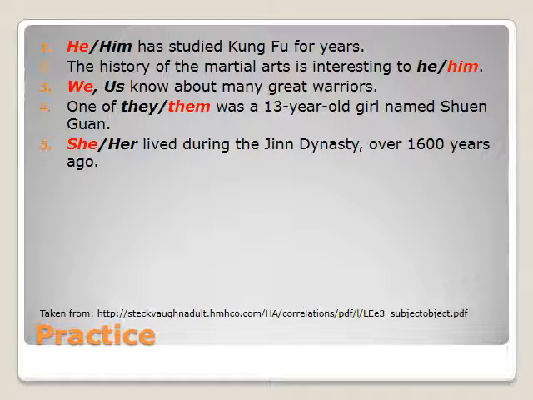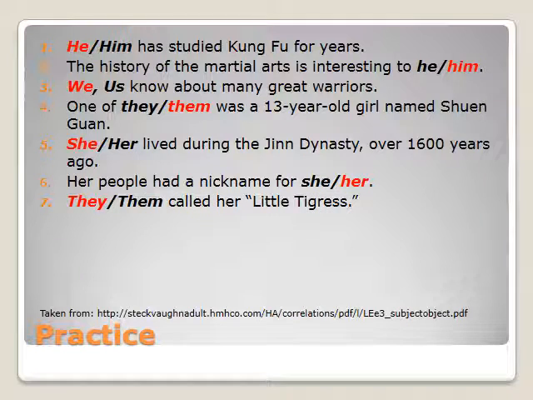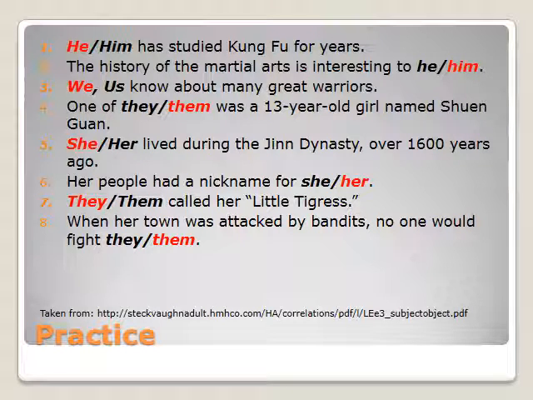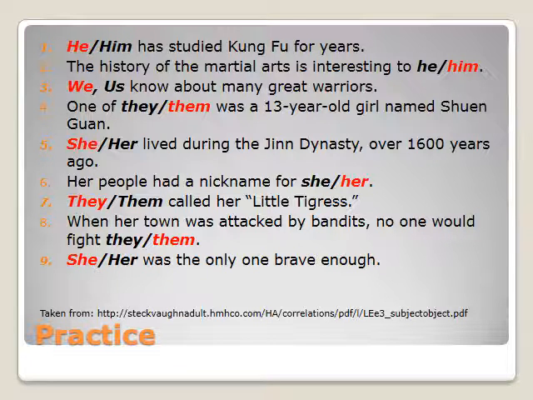She lived during the Jin dynasty over 1600 years ago. She is a subject pronoun, and it's before the verb lived. Her people had a nickname for her. Her is an object pronoun, and it's coming after the preposition for. They called her little tigress. They is a subject pronoun, and it's coming before the verb called. When her town was attacked by bandits, no one would fight them. Them is an object pronoun, and it's coming after the verb fight.